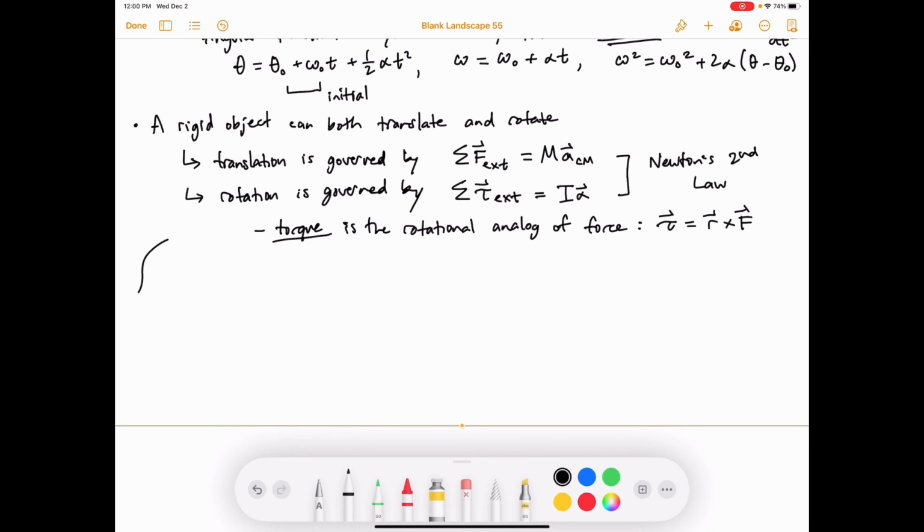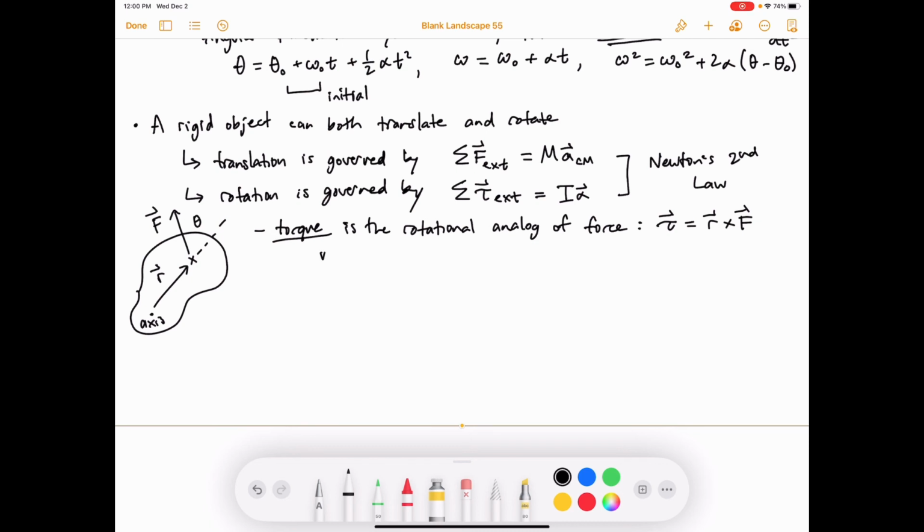Now let's visualize what those two vectors look like. So here we have the axis of rotation for our rigid object, and then we have some point on the object where the force is applied. And we can have that force going in any particular direction. The r vector goes from the axis to that point where the force is being applied. And we can note that there's an angle between those, which we'll call theta. Okay?